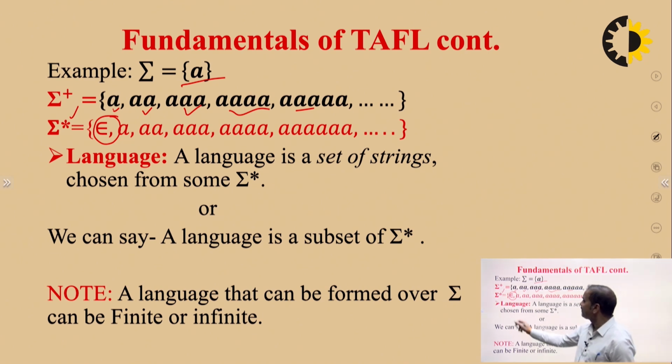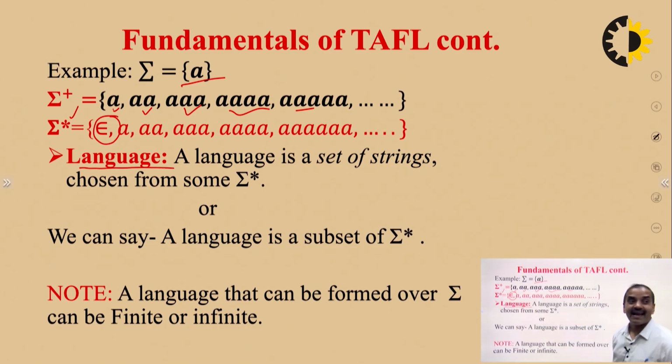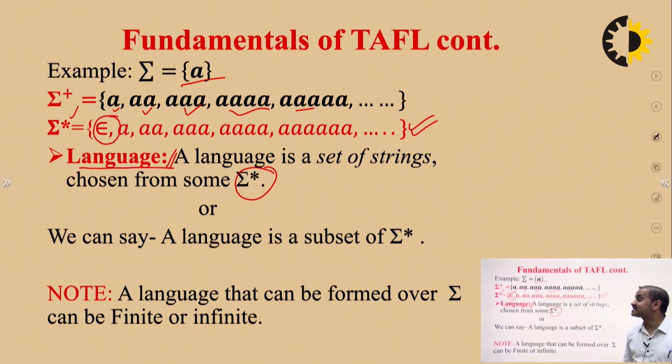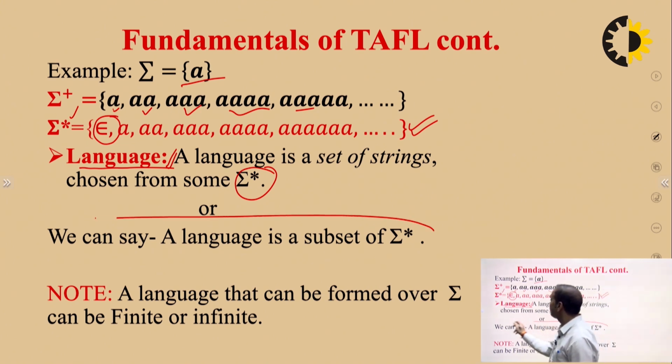Now, we want to define the term language. A language is a set of strings chosen from some sigma star. This is the sigma star. If we take some sets from this sigma star and we form another set, then that set is called a language. Language is a subset of sigma star. We can say a language is a subset of sigma star.